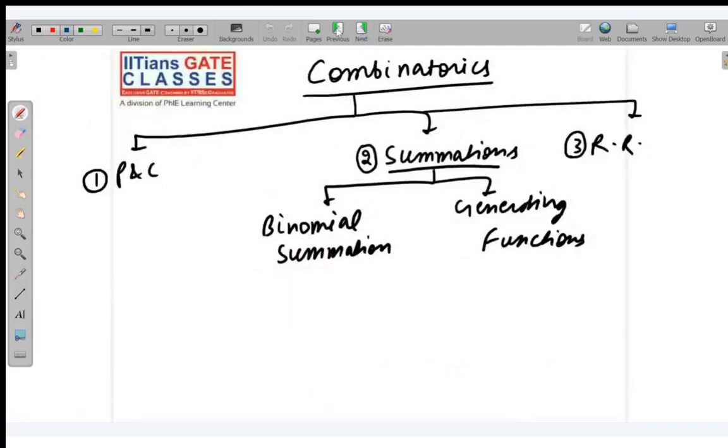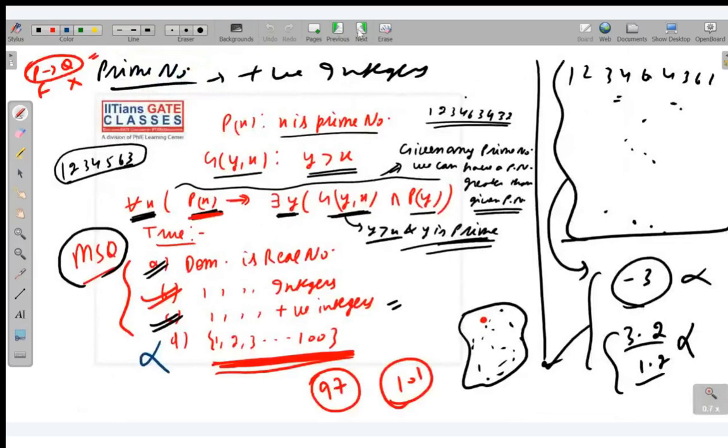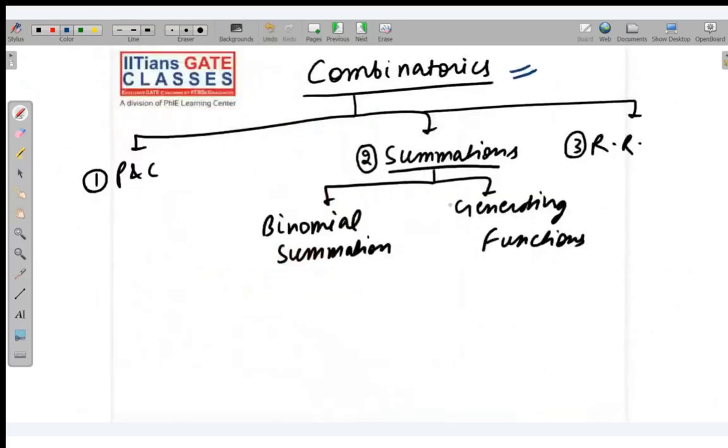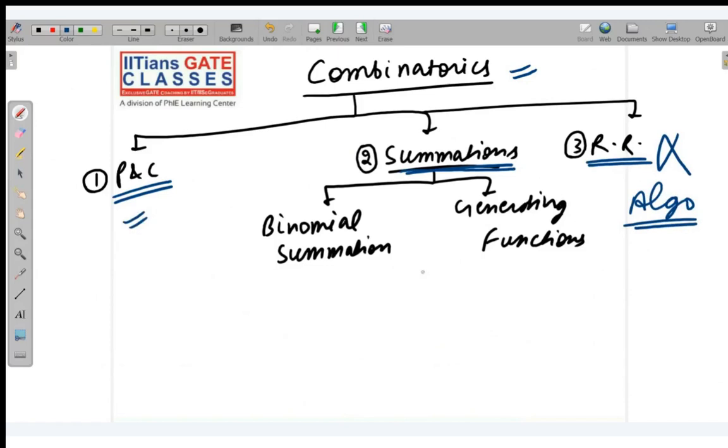Okay, so now our logic is completed. Now we are going to start combinatorics. So in combinatorics, we will study three parts: PNC, that is permutation combination, second is summation, and third is recurrence relation. Recurrence relation we will not study because you will study that in your algorithm subject. So we will leave it. Permutation combination we will study.